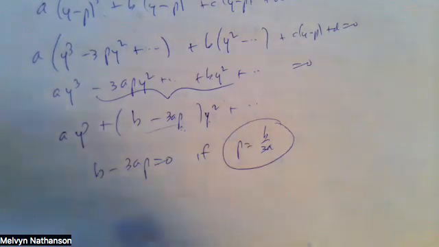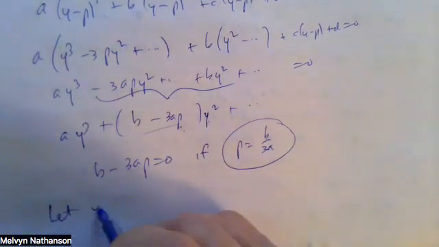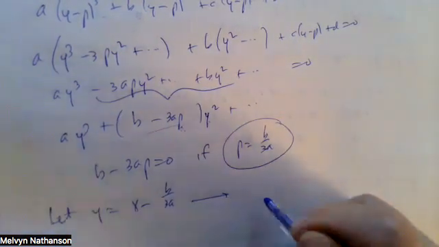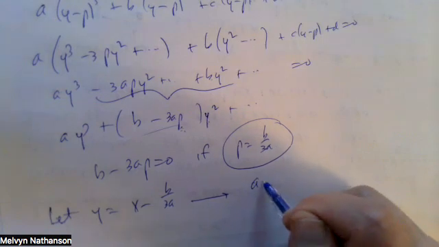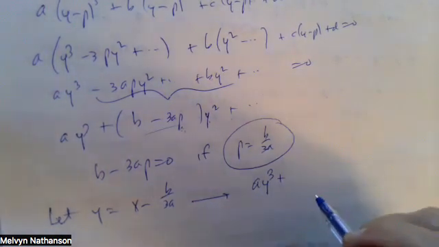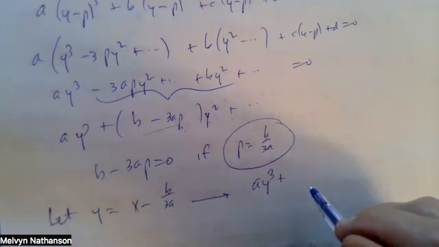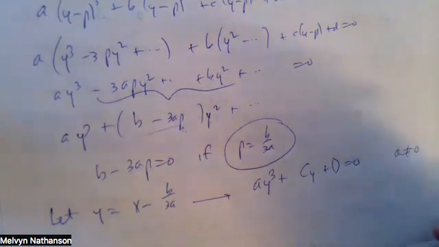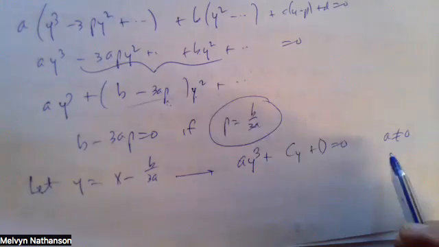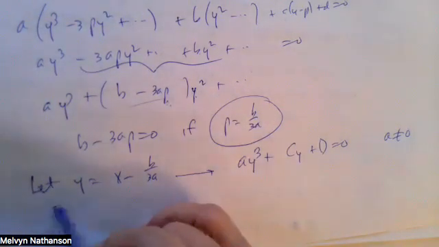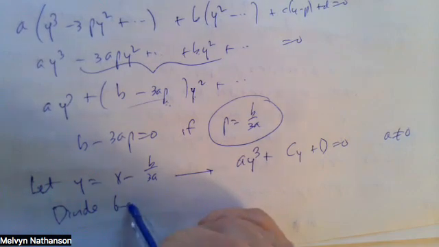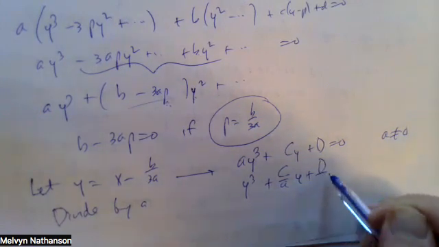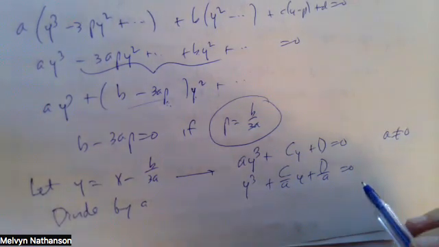So when I make this substitution, if I let y equal x minus b over 3a, we get an equation ay cubed. There's no more quadratic term, just something times y plus a constant equals 0. And a is always non-zero. A was the leading coefficient. And I can divide by a just to make this equation look simpler. You get y cubed plus c over a y plus d over a equals 0.